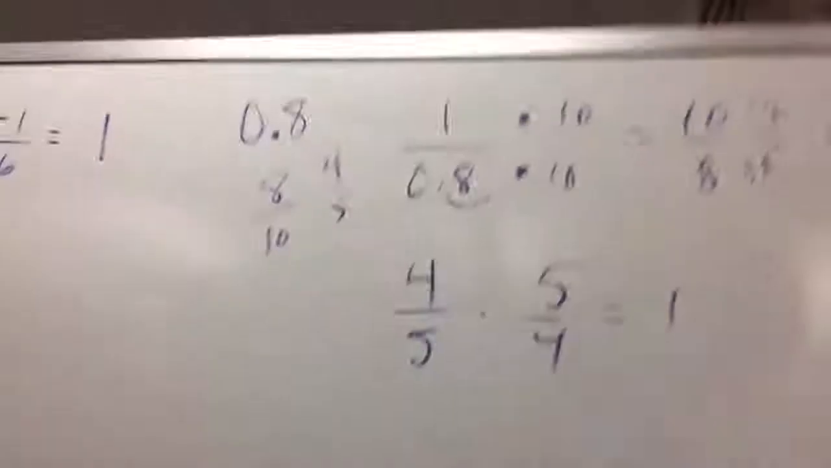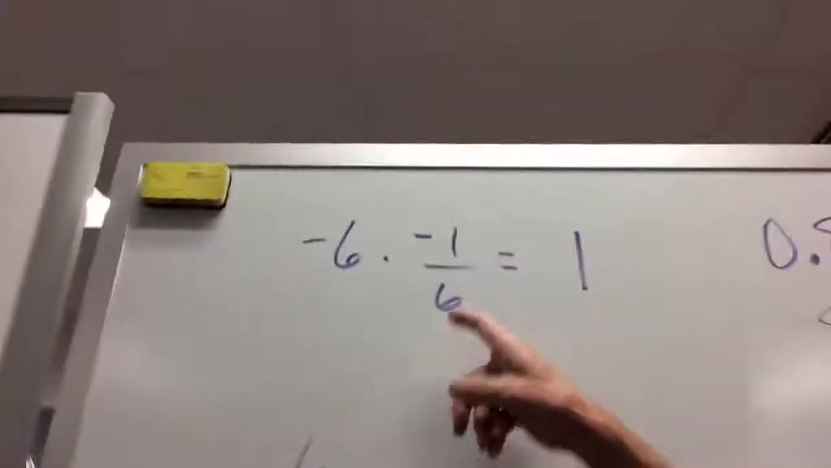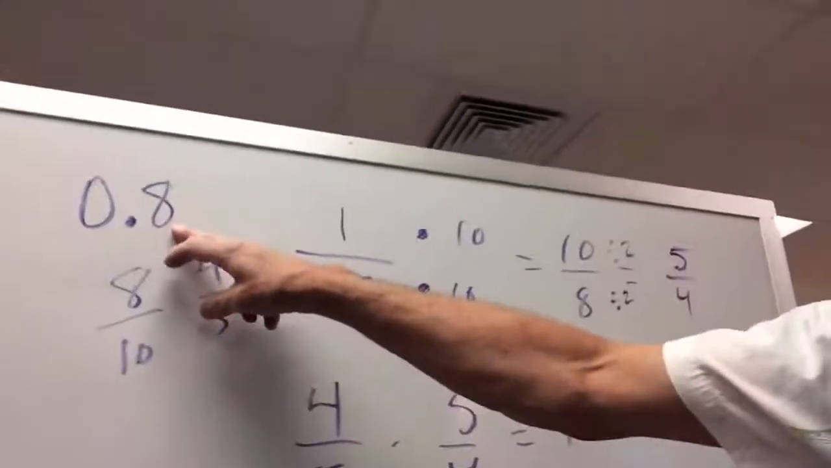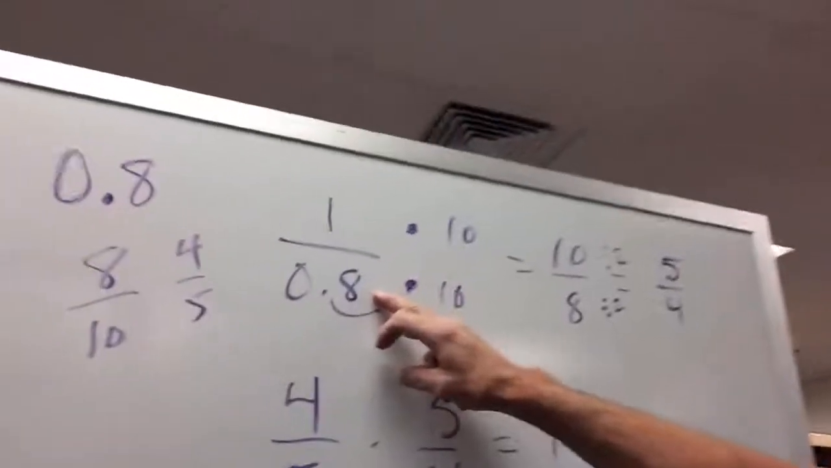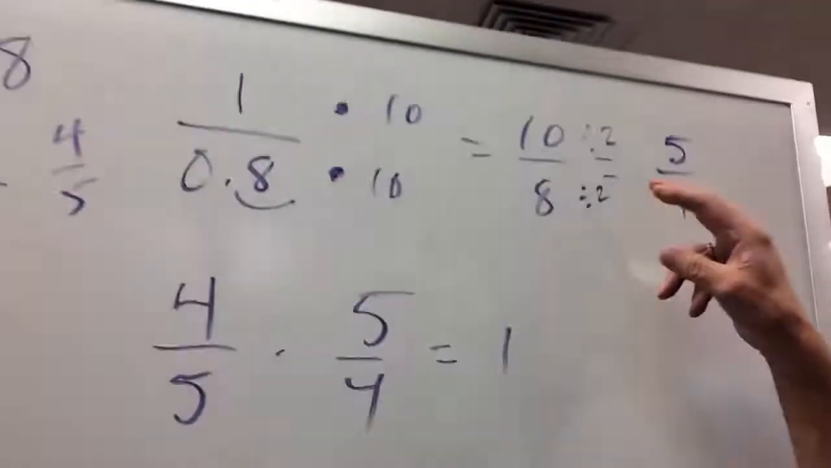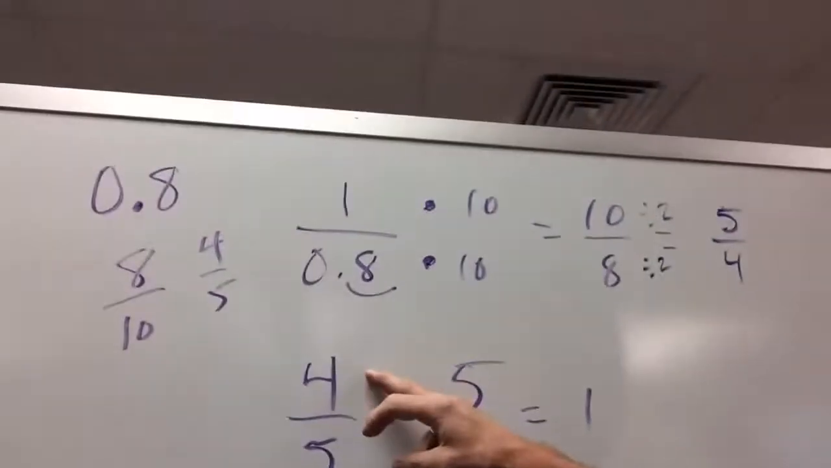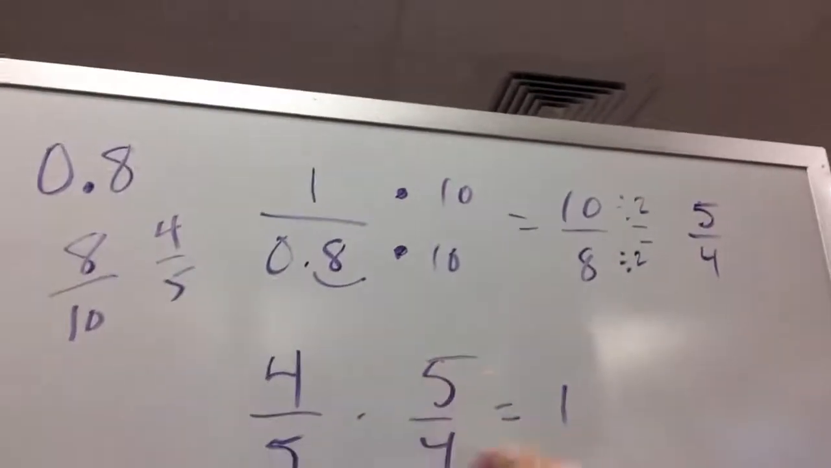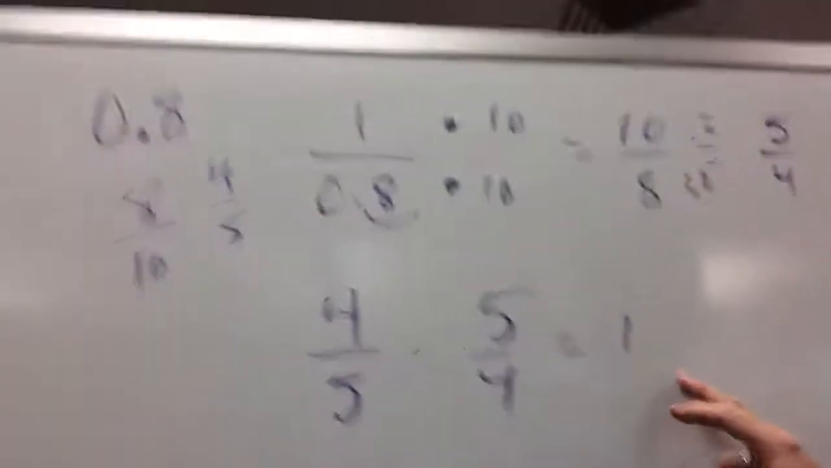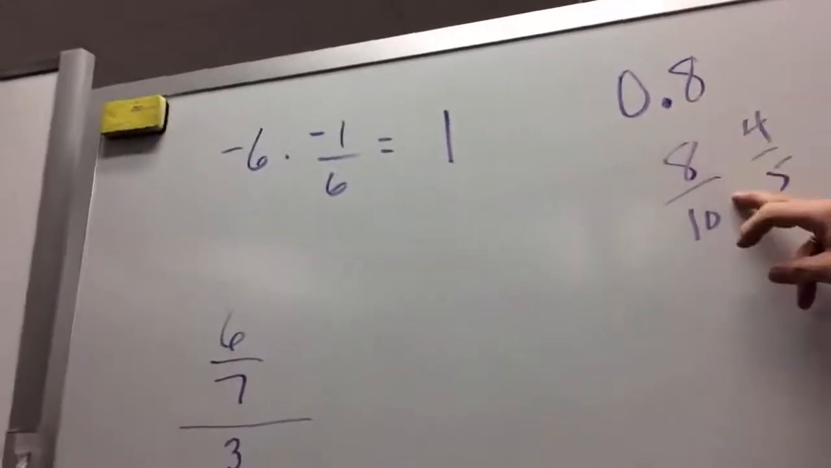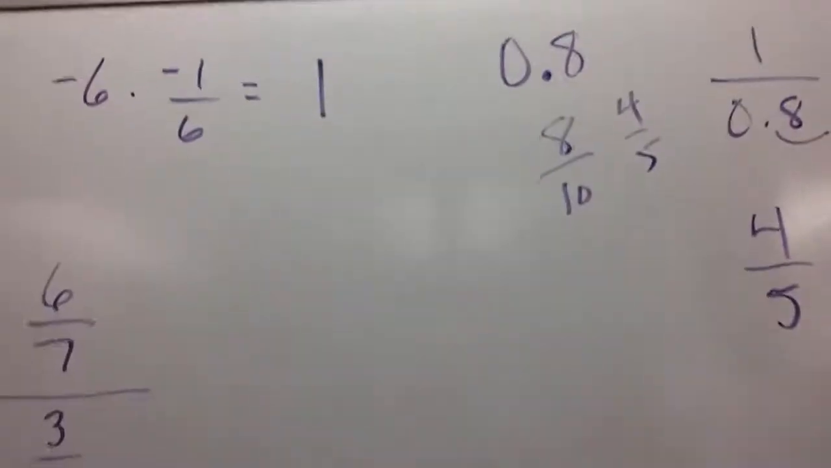As we've looked at finding the reciprocal of -6, which is -1/6. We found the reciprocal of 0.8, which could be looked at like this: multiply top and bottom by 10, and then we end up with 10/8, which is 5/4. If we said the reciprocal of 4/5 is 5/4, then we multiply them together to get 1. And if we started out with that, we thought, well, that's 8/10. We could write it as a fraction, simplify it, and then we can go this route.